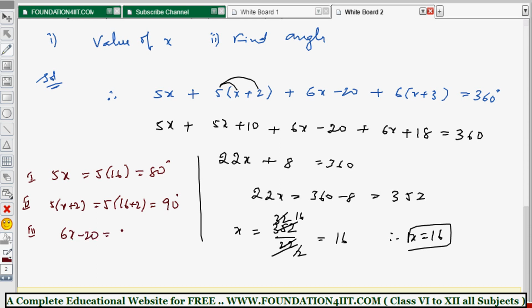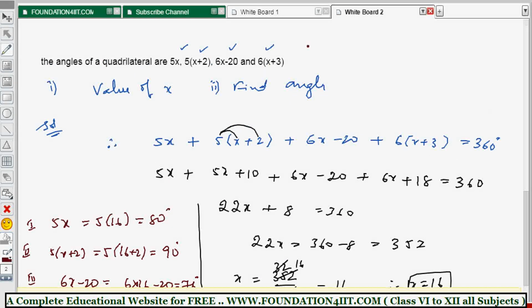6x minus 20. That is 6 into 16 minus 20, that is 76 overall. And the fourth angle is 6 of x plus 3, right? So 6 into 16 plus 3, that is 6 into 19. So 19 sixes are 114. They are the four angles. You can add these four for verification purposes. So 80 plus 90 plus 76 plus 114, you will get 360 degrees again.